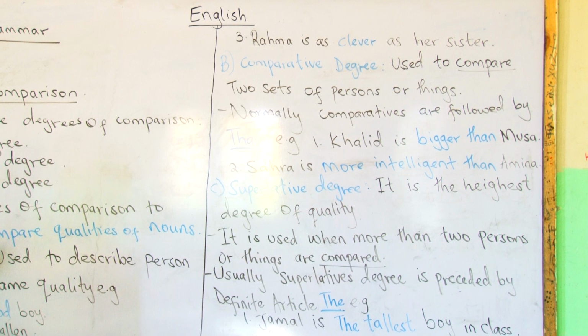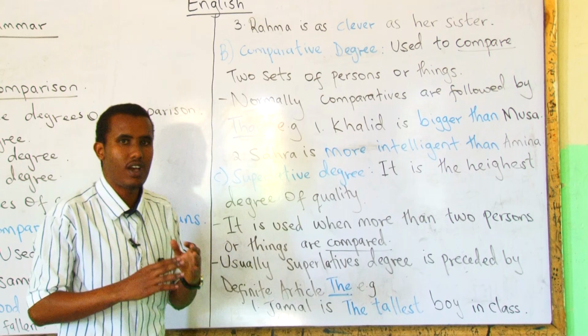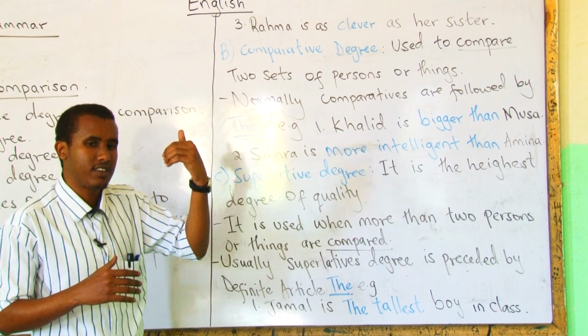Why did I say we don't use compare in the positive degree? Because there's nothing to compare; there's one person and the quality of that person which is being said. Okay. Don't get confused. Let me repeat this point. It is used when more than two persons or things are compared. Now these are not two things, not two persons, but more than two. That can be three people, four people, five people, and more.